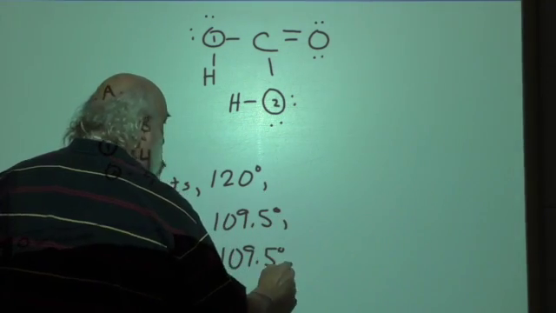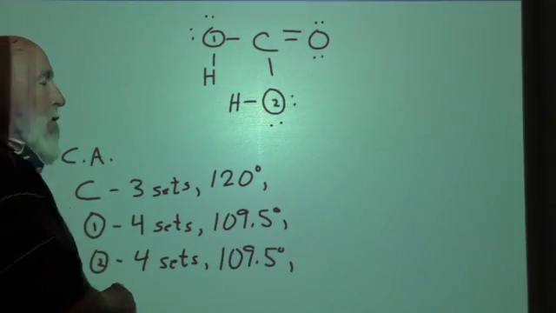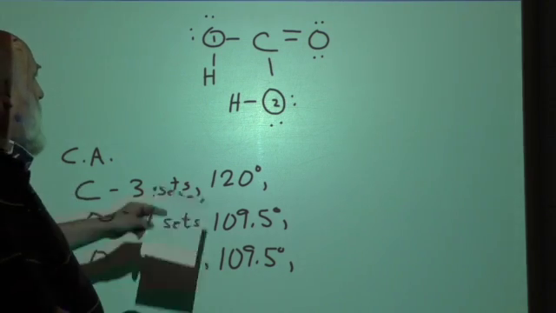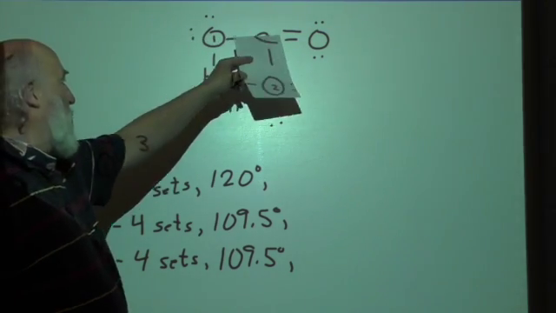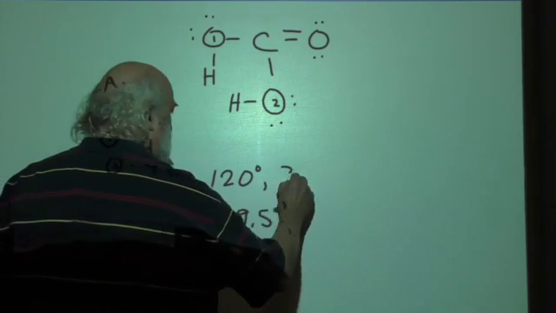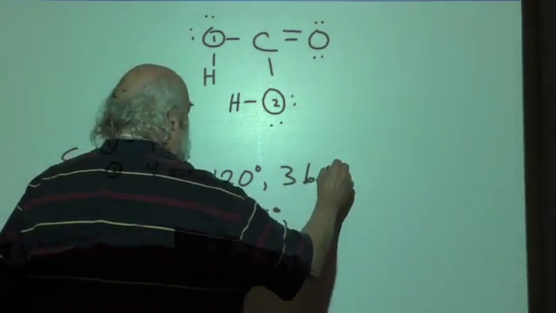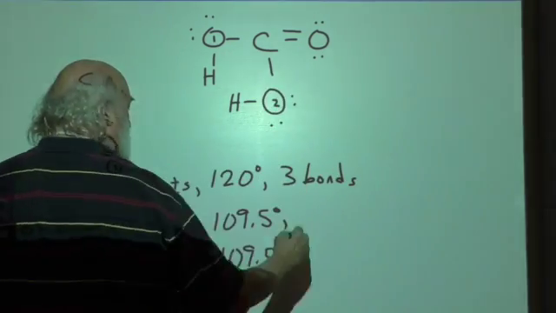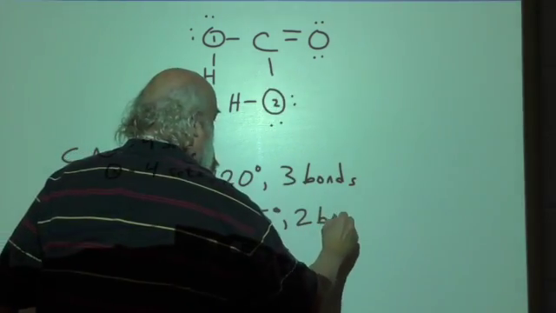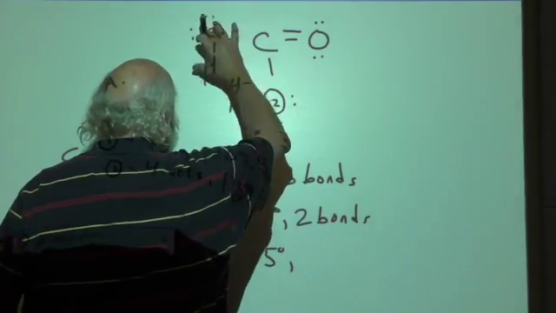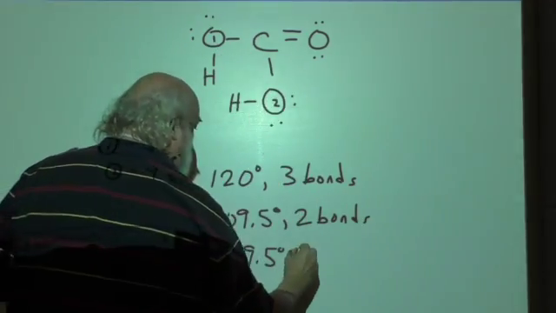Now, the next thing we're going to do is identify the number of bonds around each central atom. In this case here, for the carbon, 1, 2, 3 bonds, not 3 sets, 3 bonds. This has 2 bonds. That's for oxygen 1. We have 2 bonds. And oxygen 2, we have 2 bonds.